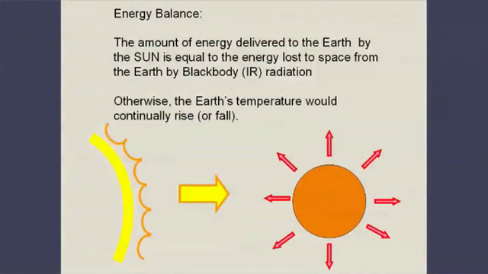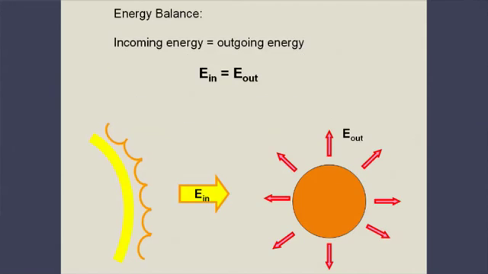So the energy delivered by the Sun just falls on part of the Earth, but the IR radiation comes from everywhere. Now the energy balance is simple. The Sun's energy in, averaged over the sphere, has to equal the energy out that's radiated.